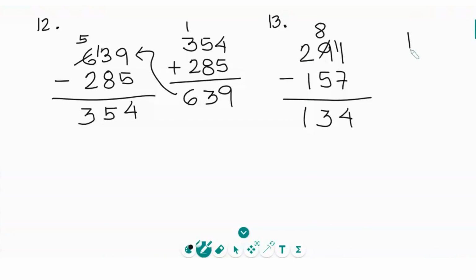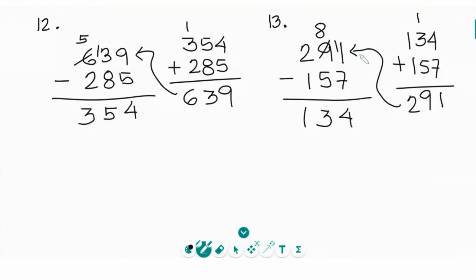So here we have 134 plus 157. So 7 plus 4, that will give us 11. Carry over 1. 5 plus 3 is 8. And 8 plus 1, that will be 9. 1 plus 1 is 2. So we have here 291. And our final answer here is 134. Also for number 12, the final answer is 354. Okay, so that's for number 13.